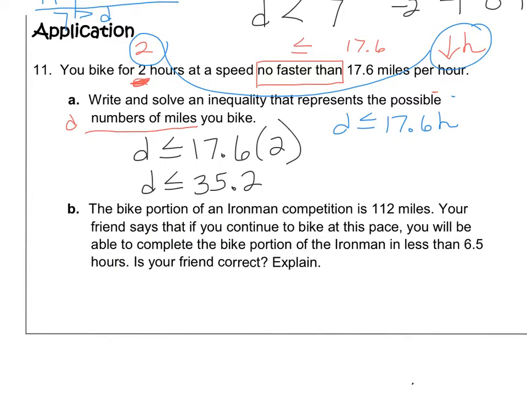Okay, the big thing to notice on part A is I wrote my inequality, wrote it there in blue, representing my distance or my number of miles. Then I used the no faster than, so the less than or equal to sign, and then 17.6 miles per hour, so 17.6 h. So I wrote my equation with my variables, and then I plugged in what they gave me. You bike for 2 hours. So instead of h, I'm substituting in my 2, and I solved, and my distance has to be less than or equal to 35.2 miles.